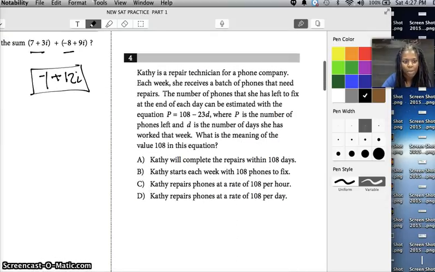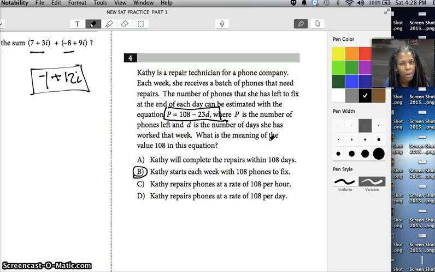Let's take a look at this problem really quickly. And the answer here is B. So we've got a lot of gobbledygook to talk about, but let's try and see if we can work through the problem. Kathy is a repair technician for a phone company. Each week she receives a batch of phones that need repairs. The number of phones that she has left to fix at the end of each day can be estimated by this equation. So really, notice this is a problem where you don't actually have to solve anything.